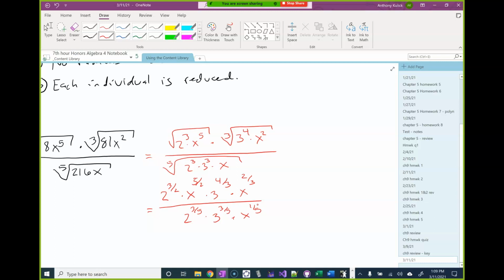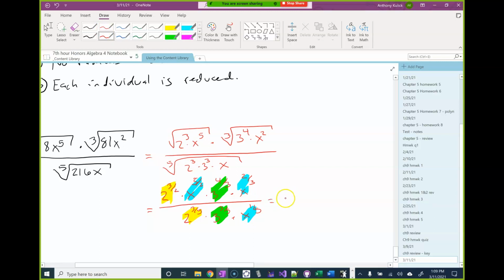So all I did is I went and converted each of these into fractional exponents. And now I'm going to combine them together. So the 2's I can combine together. The 3's I can combine together. And then the x's I can combine together. Is everybody okay with that plan?